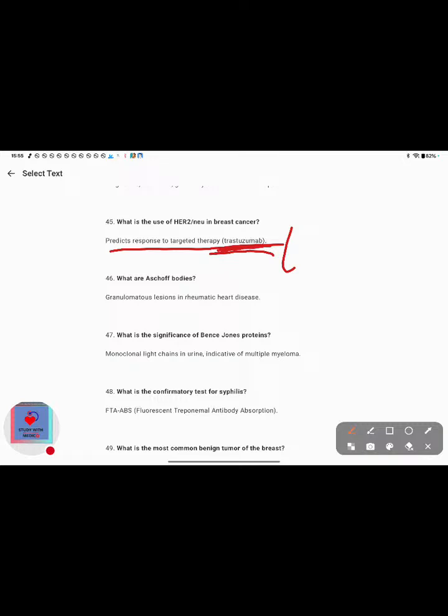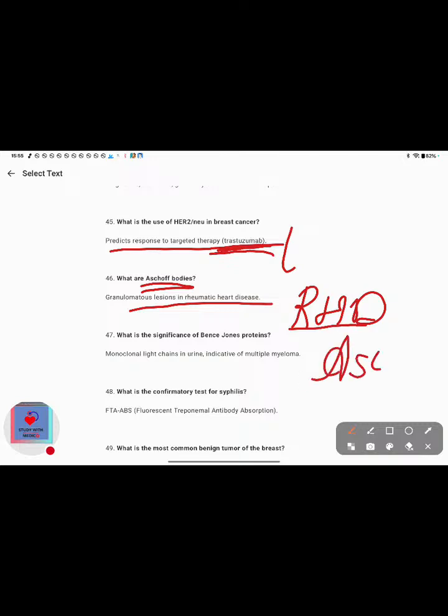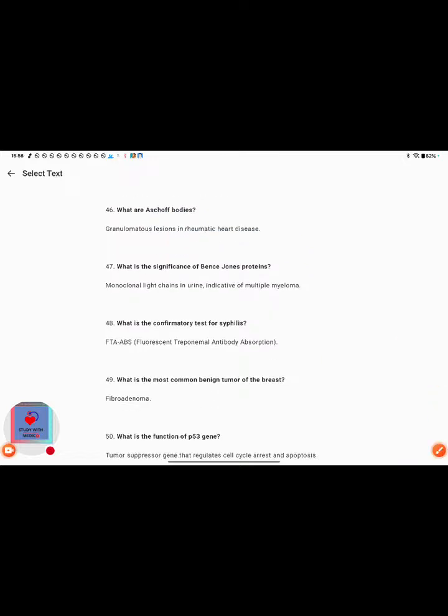Okay, what are Aschoff bodies? These are granulomatous lesions in rheumatic heart disease. In RHD, rheumatic heart disease, you will see Aschoff bodies. These are granulomatous lesions.